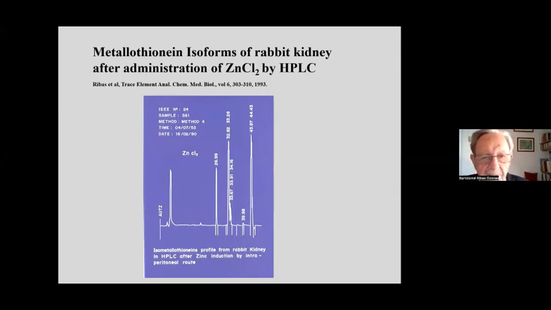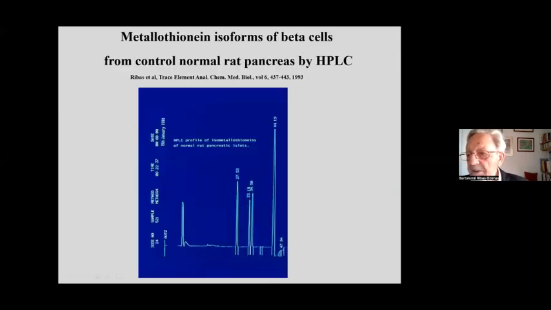Then in the next figure, we see the isoforms in beta cells, rat pancreas, metallothionein separated by HPLC also. And we also see the separation 2, 3, 4, and 6 isoforms of isometallothionein. It was in collaboration with a group in Barcelona, Spain.